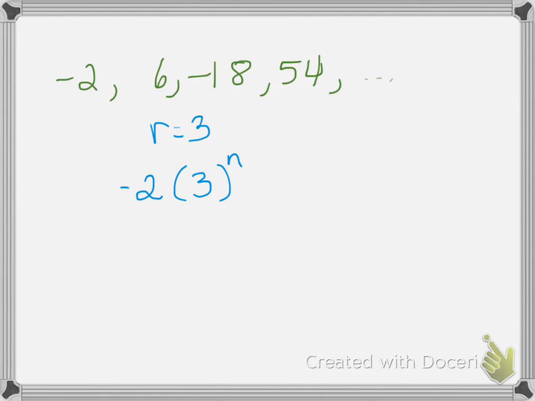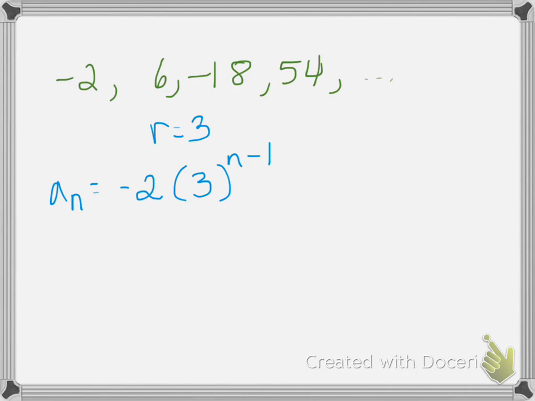Alright, here's another one. On this one, we are multiplying by -3 every time. So that means that R is -3. That's why it's geometric, because you're multiplying by something every time. So a1 times R to the n minus 1, that is the formula.